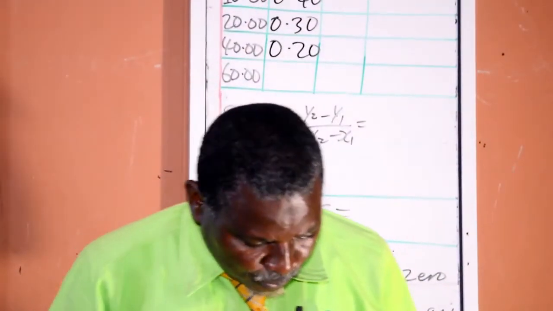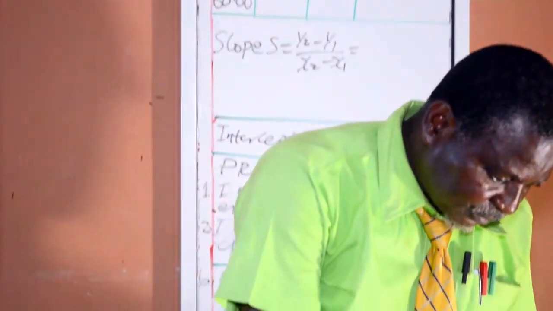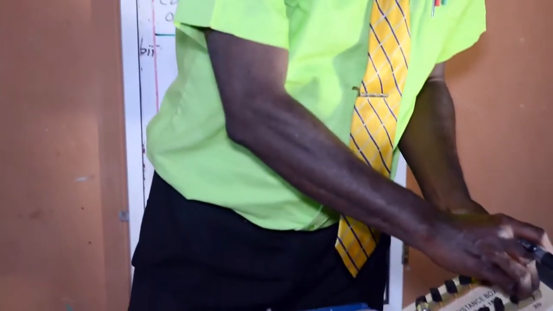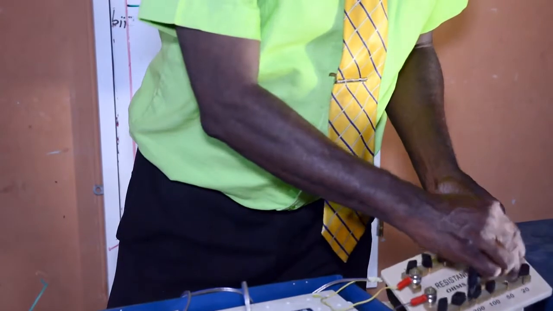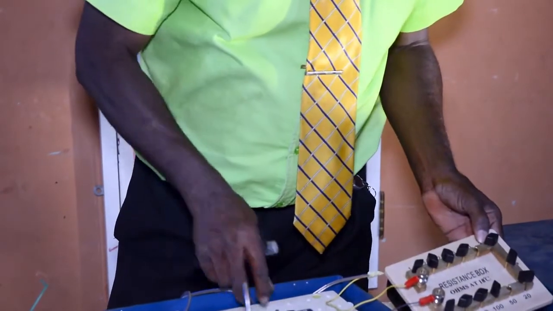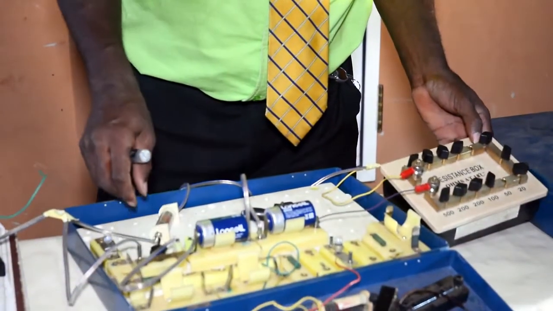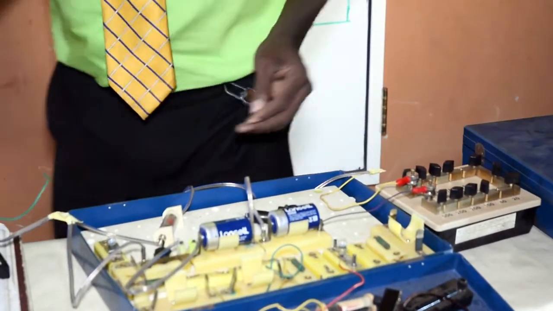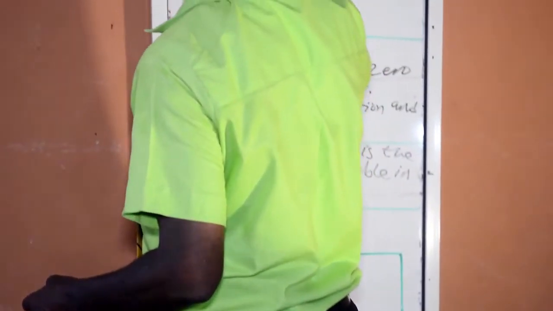Then 60 ohms. Replace 20. This is 50 ohm and this is 10 ohm. Switch it on again. The value is 0.1.